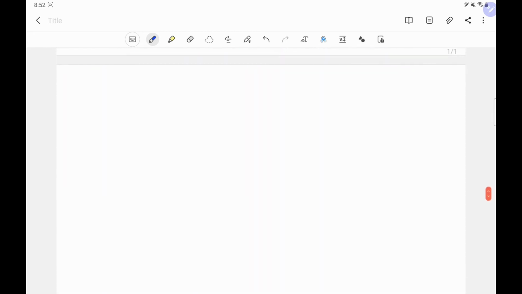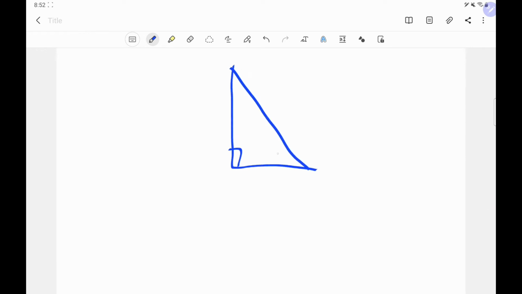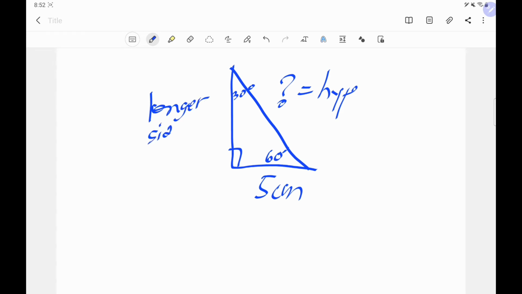Let us have another example here. Let's say this is our special triangle. This is your 90 degrees, this is your 60 degrees, and this is your 30 degrees. Let's say this is given, 5 centimeters. They're asking for the value of the hypotenuse and also the longer side.